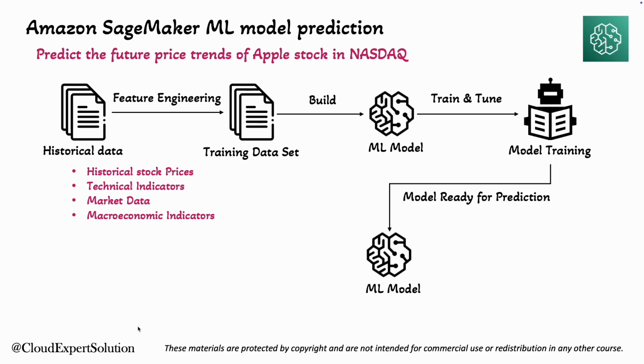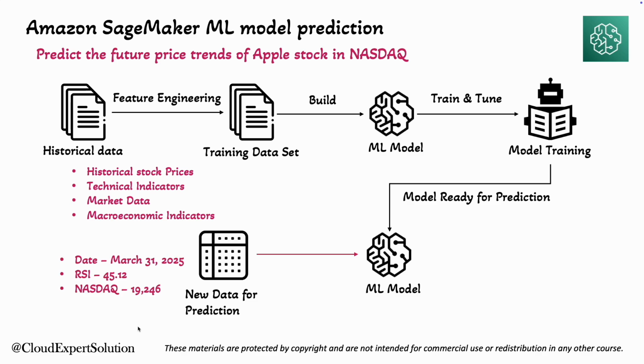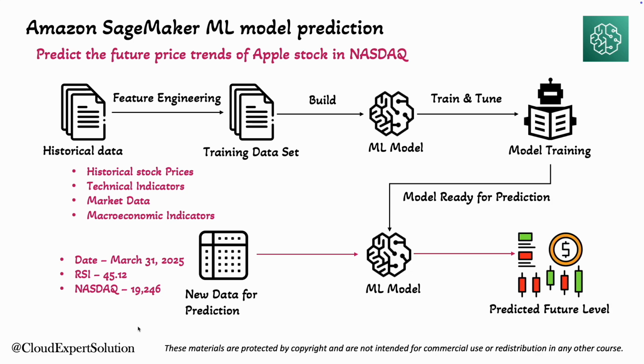Once the machine learning model is ready, we can use it for prediction. We can use actual data, or a new dataset, for the prediction. Let's assume that we want to predict Apple stock price for March 31st, 2025, where the RSI indicator is 45.12 and the NASDAQ indicator is 19,246, and so on. So these are all my parameters. Based on that, if I feed this new data to my machine learning model, it will predict the future level of the stock price. That is how a machine learning model works end to end.